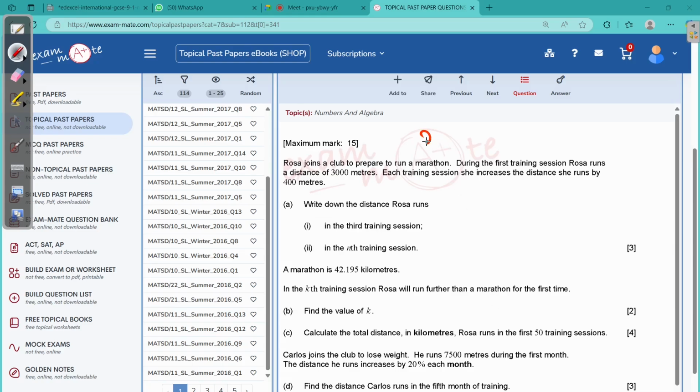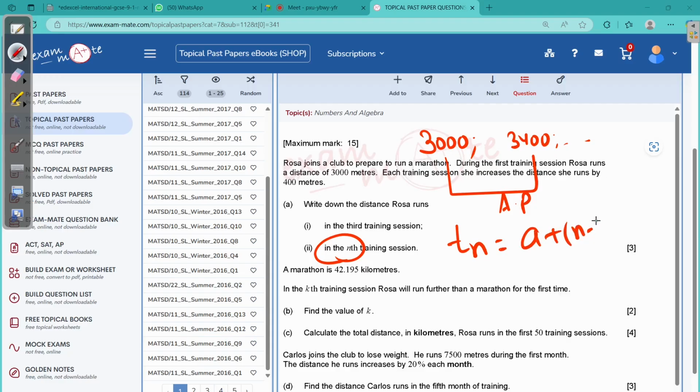So, in the first trial, let me write. It has run 3,000, then 3,400, and like this. And this is the AP. Do you know this is the arithmetic progression? Are you getting this? What is the general formula? What is the nth term formula? It is a plus (n minus 1) into d.